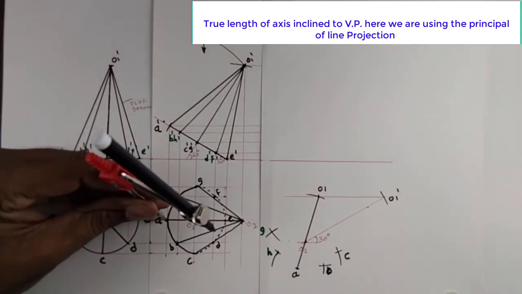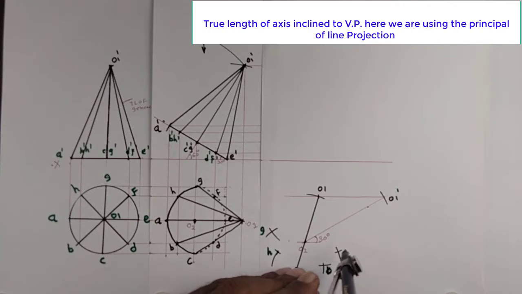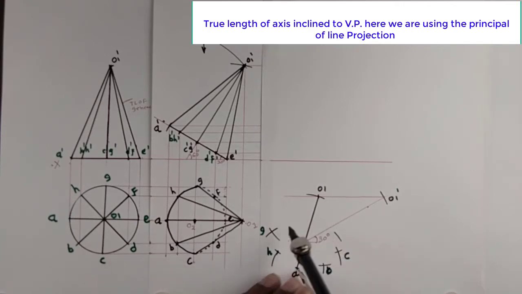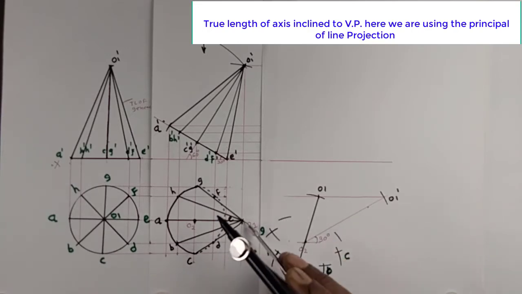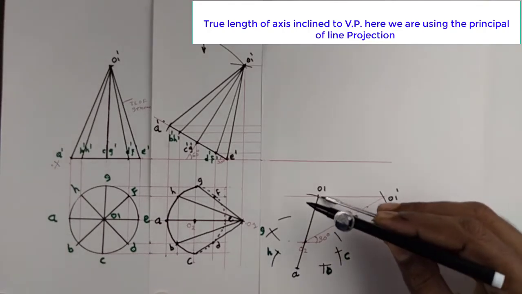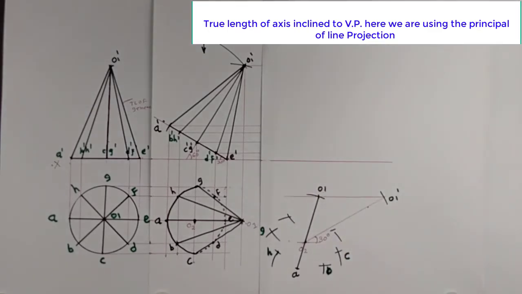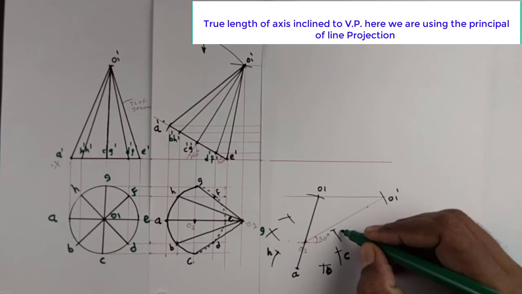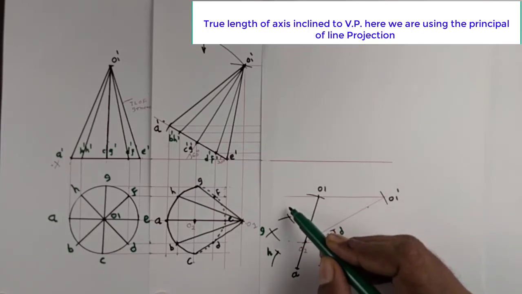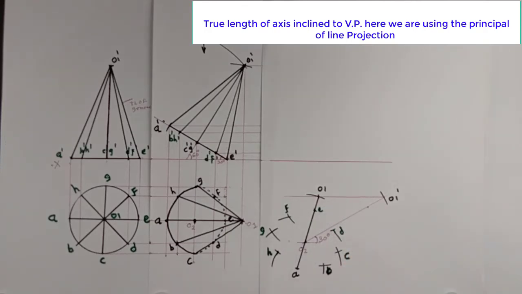Then A to D, A point center, first arc, the arc on other direction. Similarly, you can take the O1 to D and draw the arc on both sides. This is your D point, it is your F point, and this is your E point.